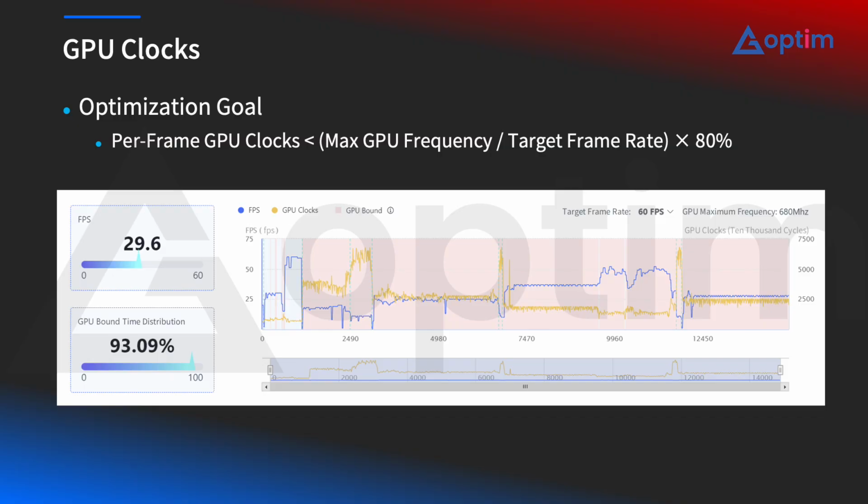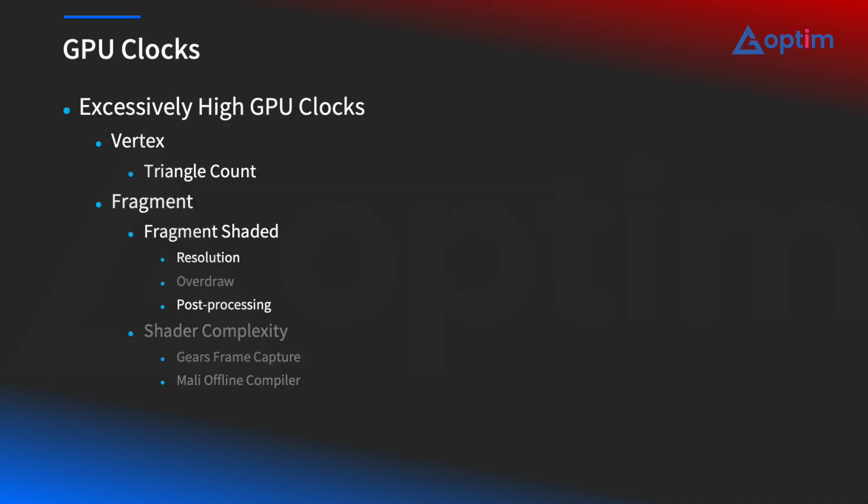In the GPU mode of GameOptim Online, we also provide a corresponding analysis curve. When the background turns pink, it indicates that the current sampled per-frame clocks has exceeded the threshold of maximum frequency divided by target FPS multiplied by 80%. With this metric, we can quickly determine what percentage of frames are GPU bound. Once we identify that certain segments exceed the threshold, the next step is to locate the root cause.